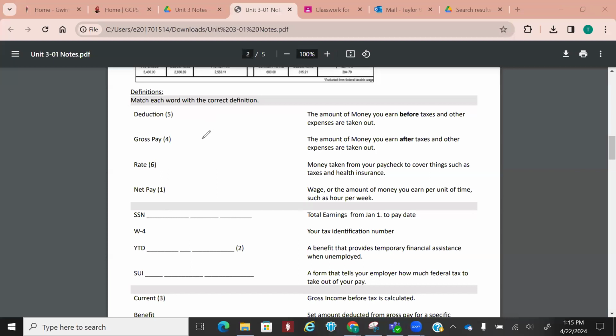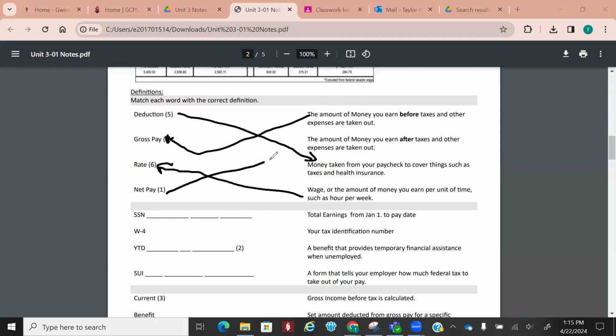Okay, so deductions are going to be money from your paycheck that cover things such as taxes, health insurance, etc. Your gross pay is the amount you earn before taxes are taken out. Your rate is going to be the wage. And then your net pay is the amount of money that you earn after taxes and other expenses. This is how much you take home at the end of the day. Deductions are like the good things that are taken out, except for taxes. And then gross pay is going to be the amount before.